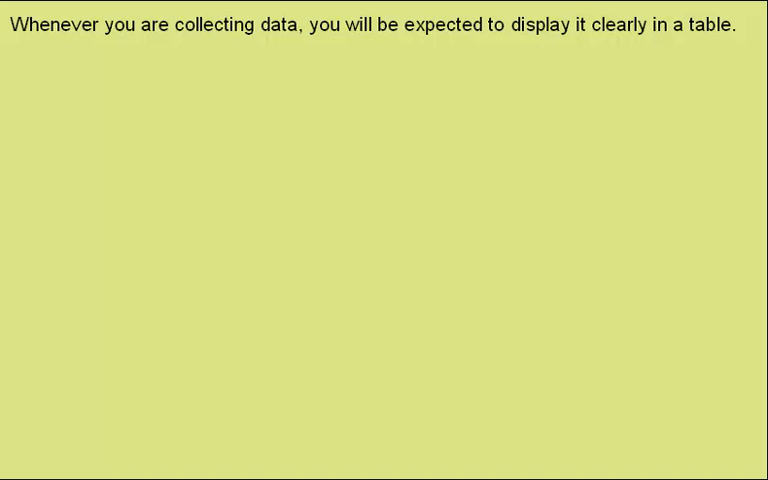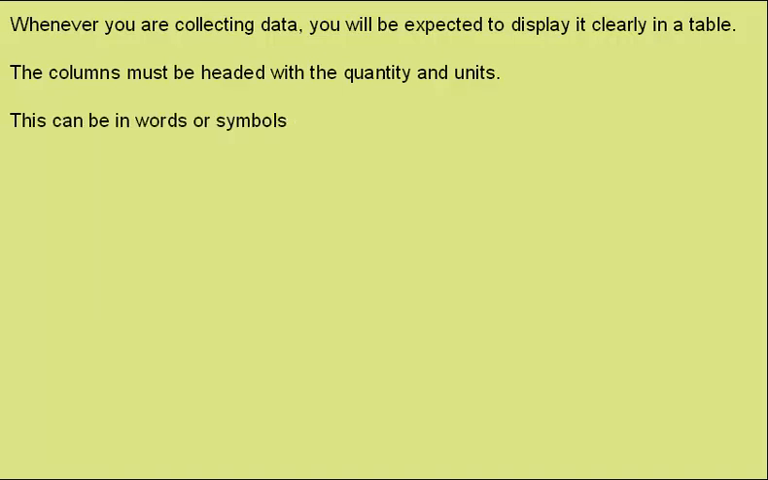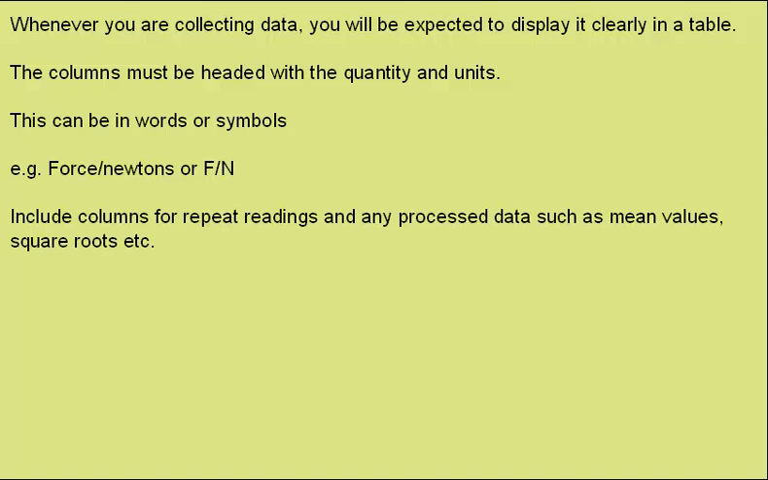Tabulating data. Whenever you're collecting data, you will be expected to display it clearly in a table. The columns must be headed with the quantity and the units. This can be in words or in symbols, for example force/newtons or F/n. Don't put your units in brackets. Include columns for repeat readings and for any process data, such as mean values, square roots, etc.